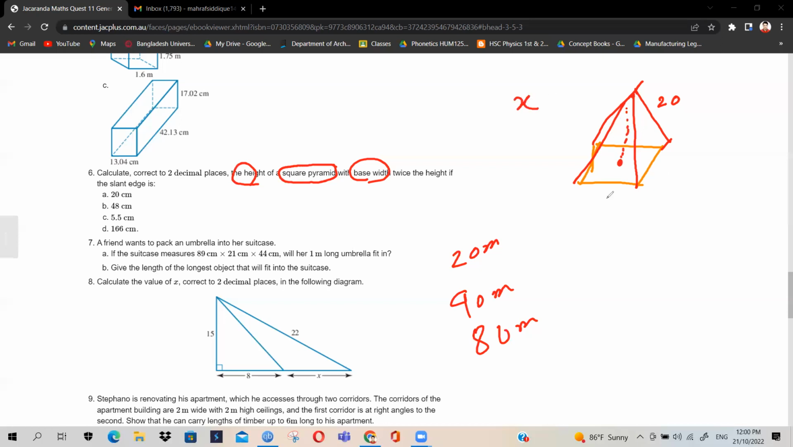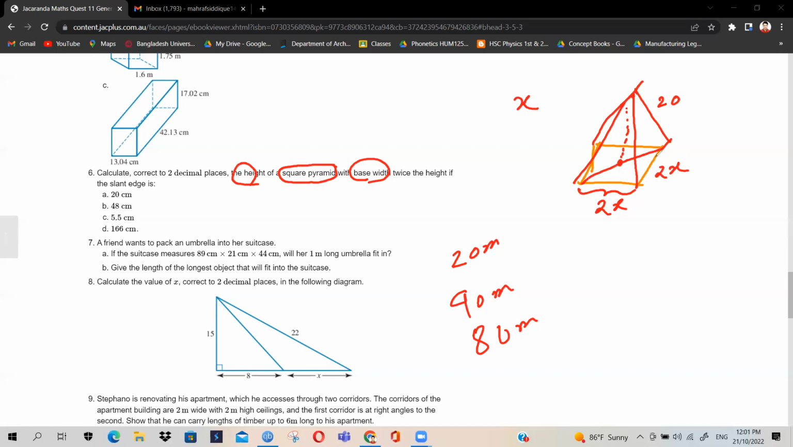Now tell me what will be the base width then. What will be the base width if the height of the pyramid is x? Base width is twice the height, so twice x. Okay. So based on that, now you can solve it properly. You might need to substitute some things. So now this is twice x and this is twice x as well.